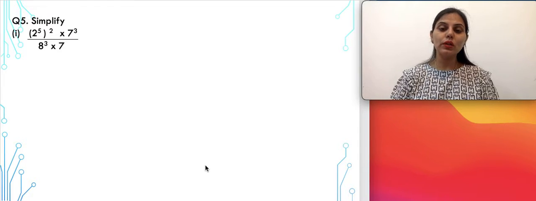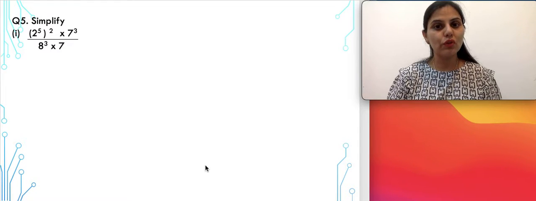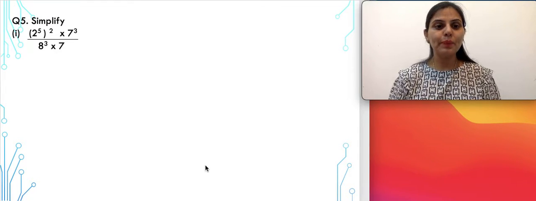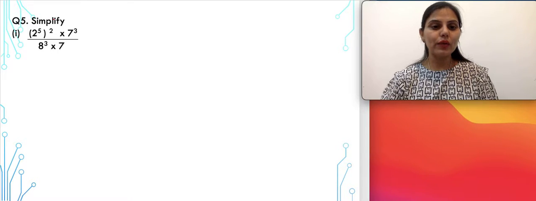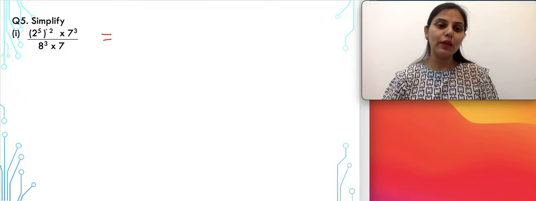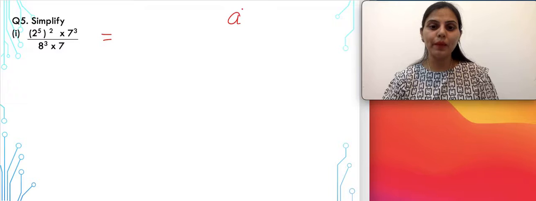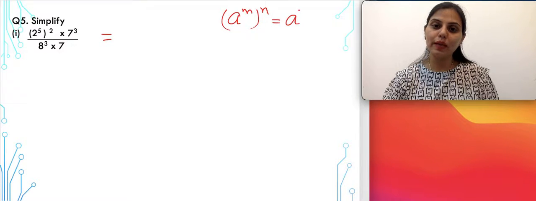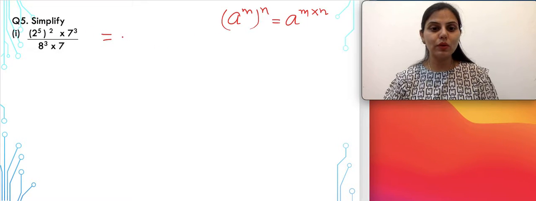Now in this question there is a lot of application of the laws of exponents. So let's begin. In the first part, as you can see the numerator, in 2, there are two powers, 5 and 2 also. And since we have done the law, if a raised to the power m, outside the bracket n is there, that means we are supposed to multiply the powers, a raised to the power m multiplied by n. So here also we are going to apply this law first.